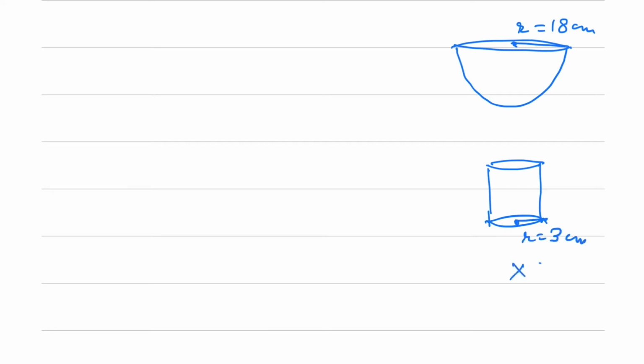Question number 13. In this question, we are given a hemispherical bowl of internal diameter 36. So I'll take radius equal to 18 centimeter. And the liquid in it is filled into 72 cylindrical bottles. So this is my cylindrical bottle of diameter 6. So radius is equal to 3 centimeter. We have 72 bottles. We have to find the height.